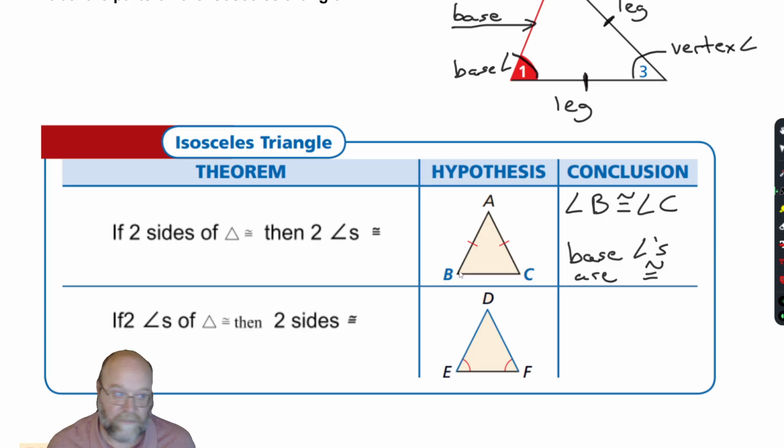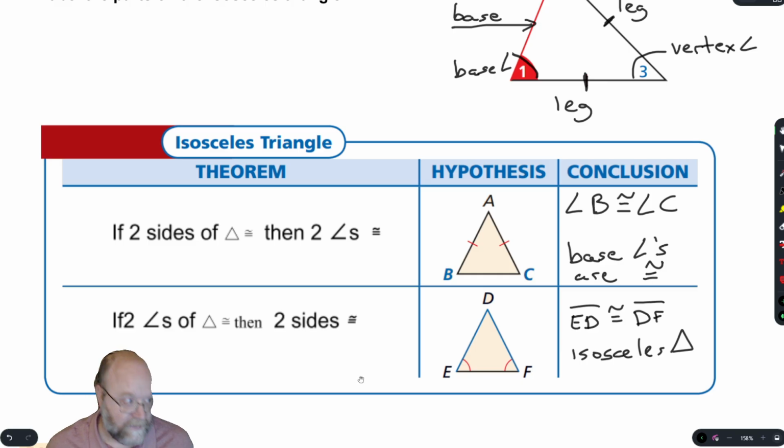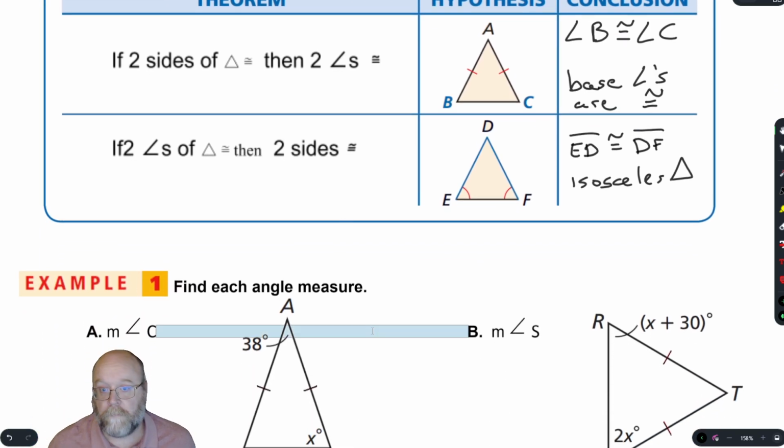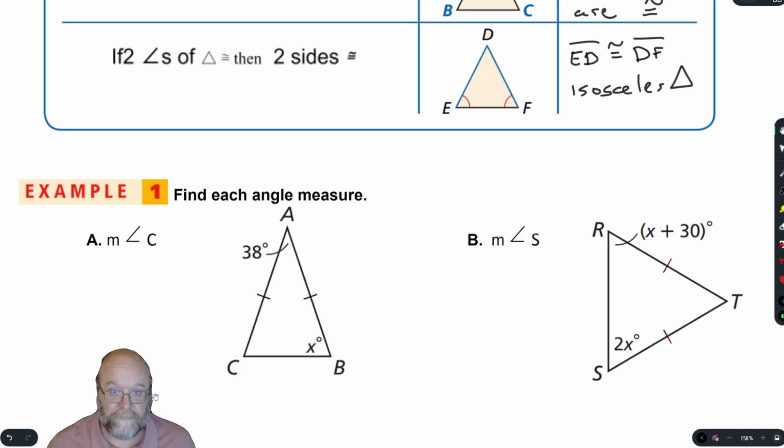So in this case, because the sides are congruent, that means the angles are congruent. And this is just the converse of that. If you have two congruent angles of a triangle, then that means you have two congruent sides. And what does it mean if you have two congruent sides on a triangle? That means it's an isosceles triangle. Isosceles triangles not only have two congruent sides, but they have two congruent angles. The base angles are congruent on an isosceles triangle. So if I know one of them, I can find out everything.